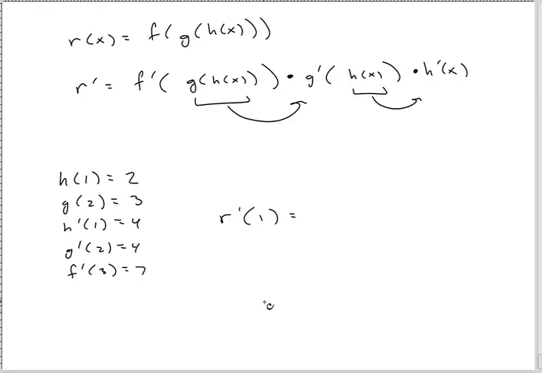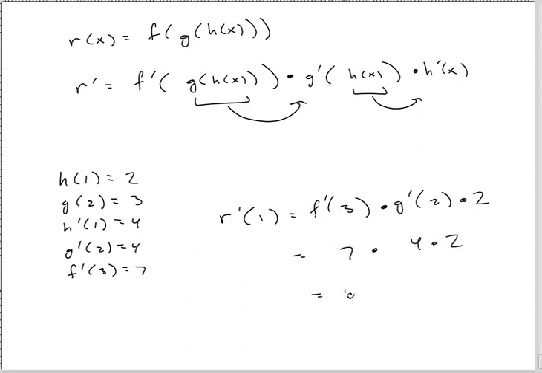I'm just going to basically start plugging it in, starting over here. That's going to be a 4. And then this guy here is going to be a 2. And so that's going to be a 2. And g of 2 is a 3. So we got f prime of 3 times g prime at 2 times 2. Well, we have this guy as a 7. g prime is a 4, and that's a 2.